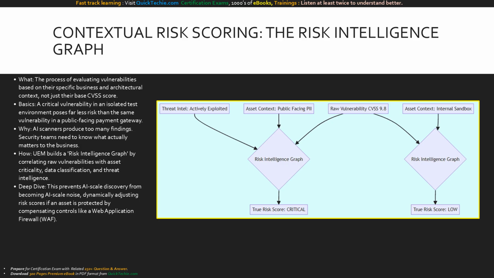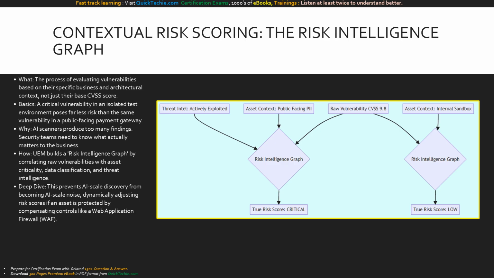Context is everything. Let's map out the risk intelligence graph logic. On the left, a raw vulnerability with a severe 9.8 CVSS score enters the graph. It is combined with the asset context, public-facing API, and threat intel showing it is actively exploited. The graph accurately outputs a critical true risk score. However, look at the bottom path.